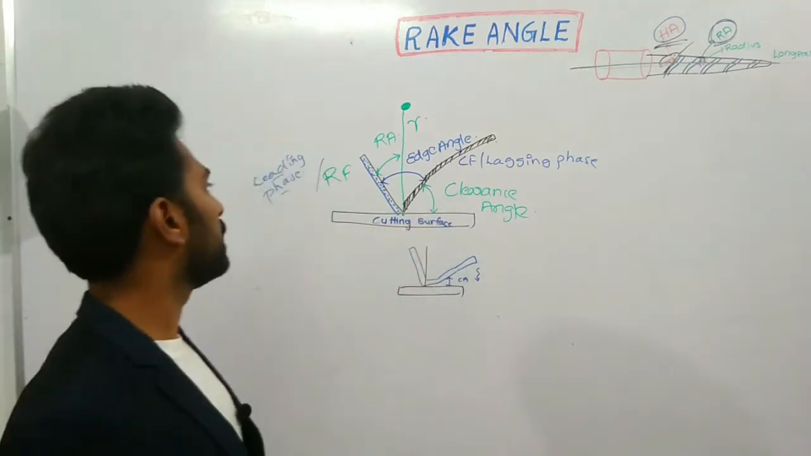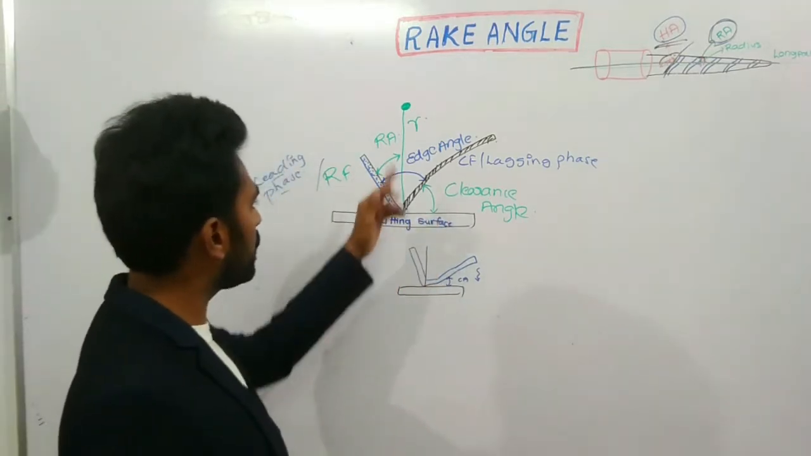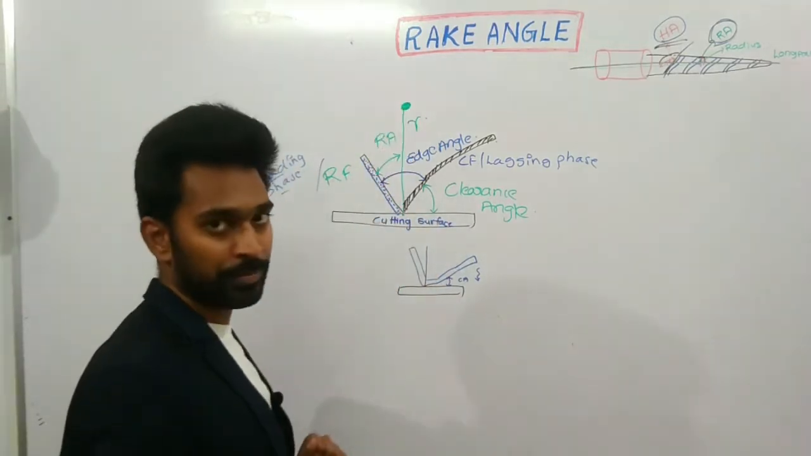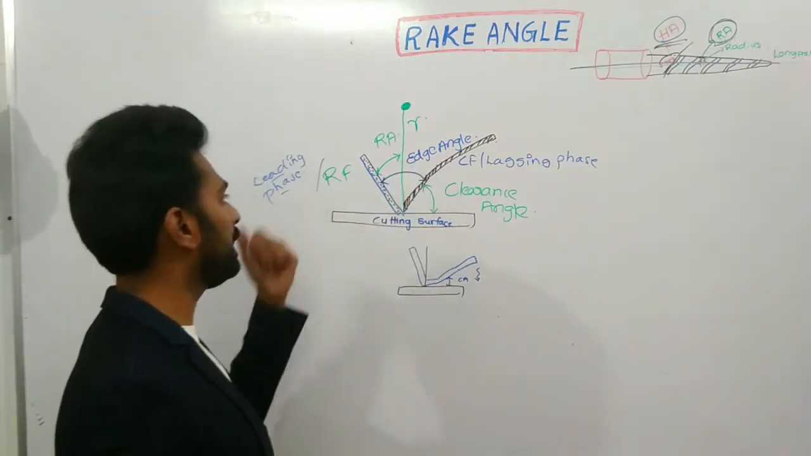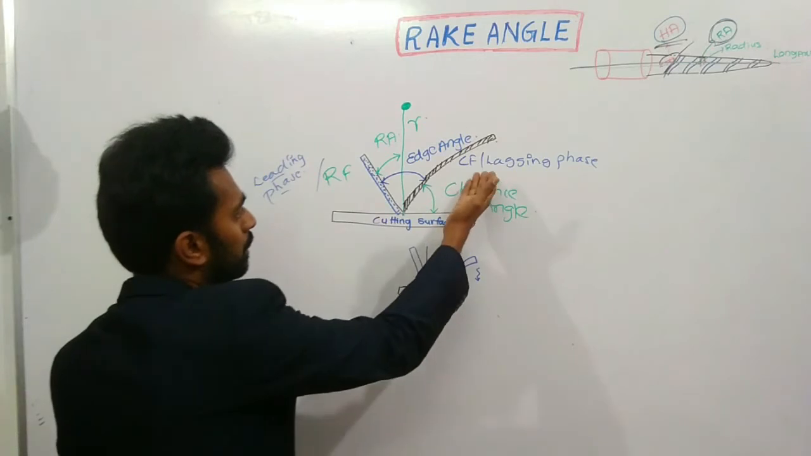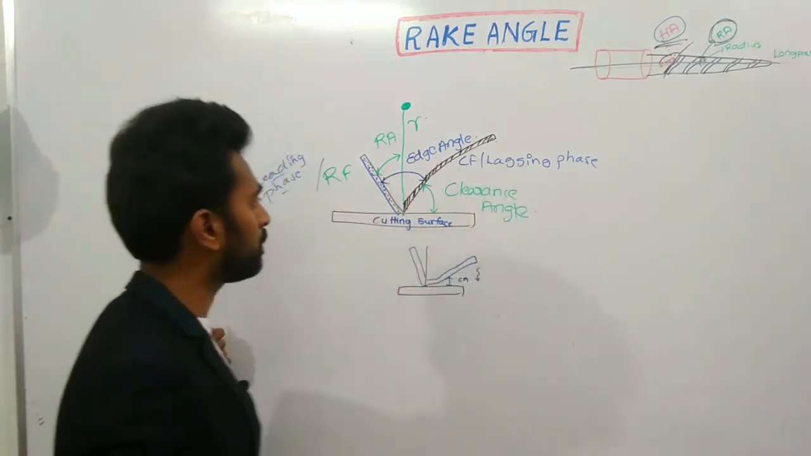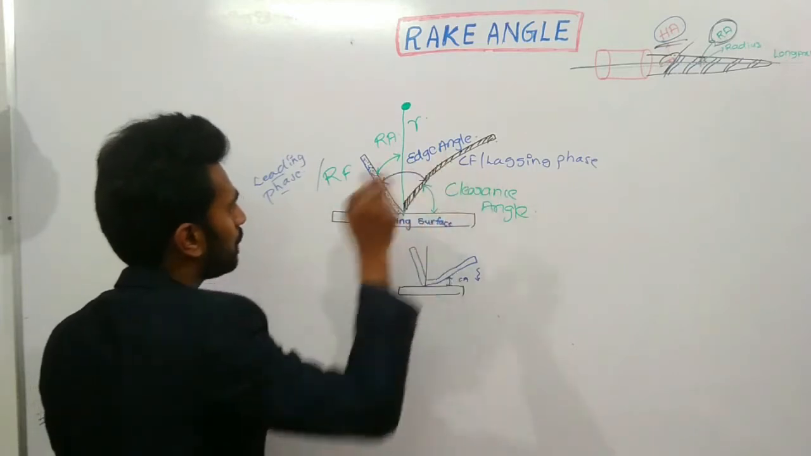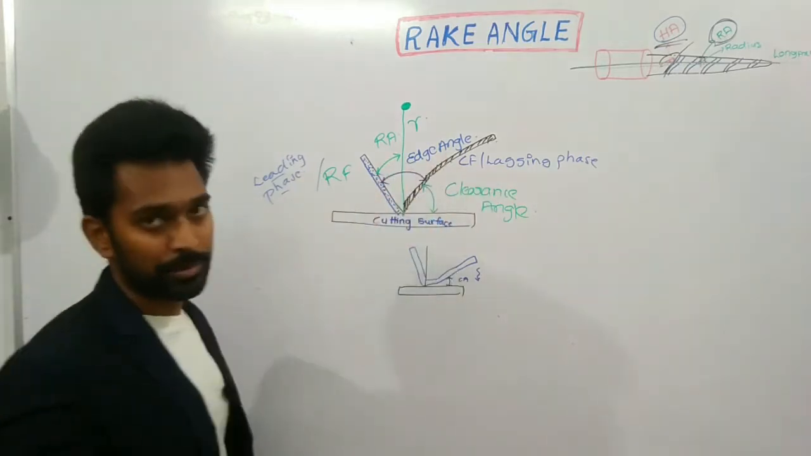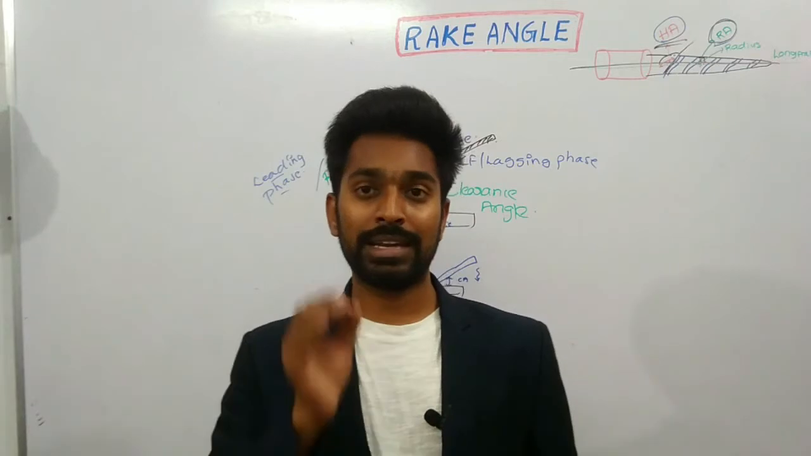If you observe this diagram, this is your rake face and this is the radius of a bur. This is your rake face or leading face, and this is your clearance face or lagging face. The angle present between the rake face and the clearance face is called the edge angle. And coming to the last point, clearance angle.